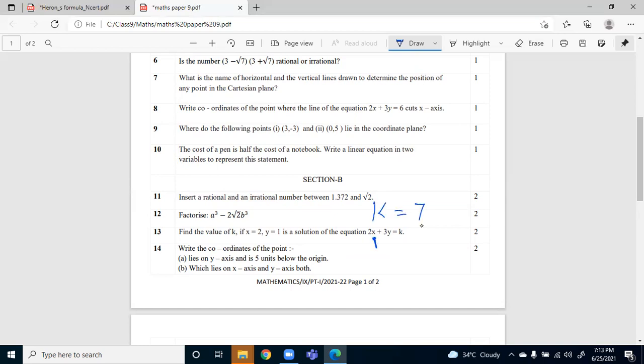Substitute in place of x 2, 2 twos are 4. In place of y 1, 2 twos are 4, plus 3. So it is coming out to be 7. So what you need to do? Just put x is equal to 2 and y is equal to 1.